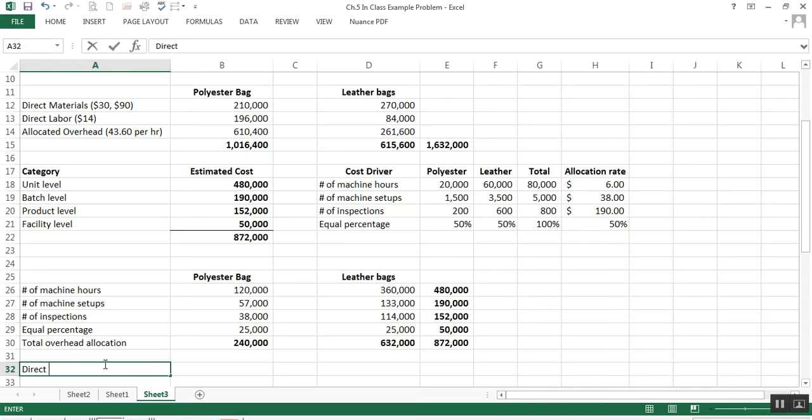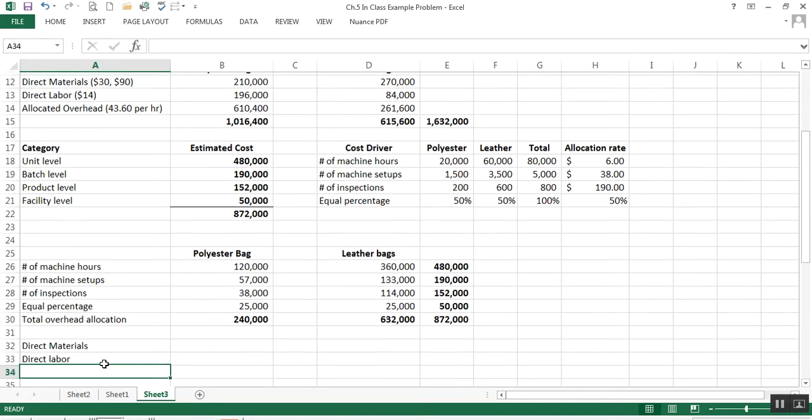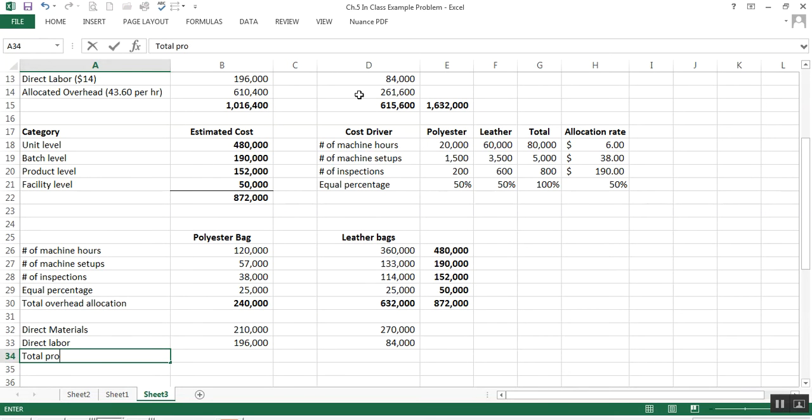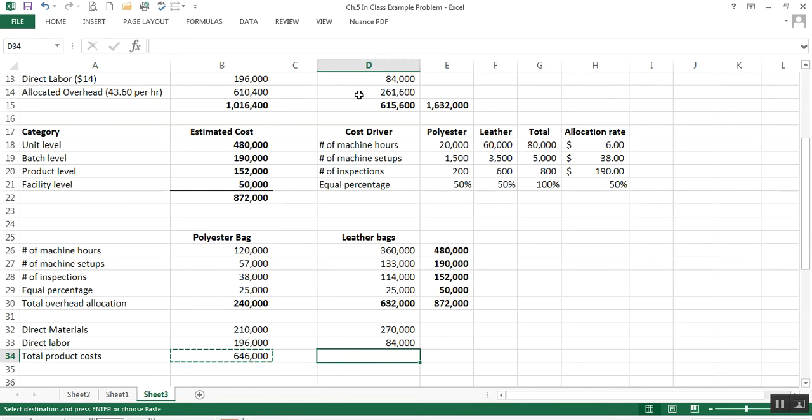So we're going to add in our direct materials and our direct labor, which doesn't change from above when we originally calculated it. The only thing that changed is indirect overhead. Okay. So now our total product costs are labor plus materials plus overhead. Okay. So you'll see that the total cost is exactly the same.